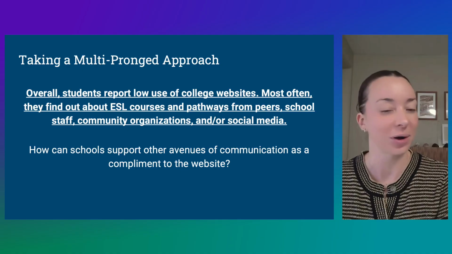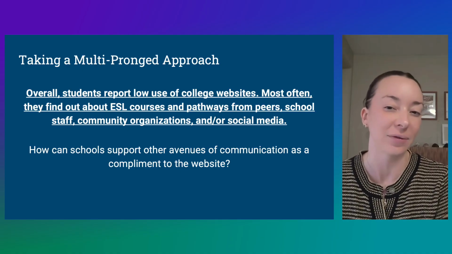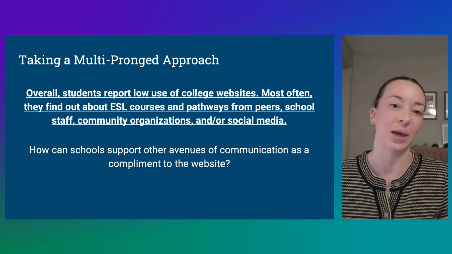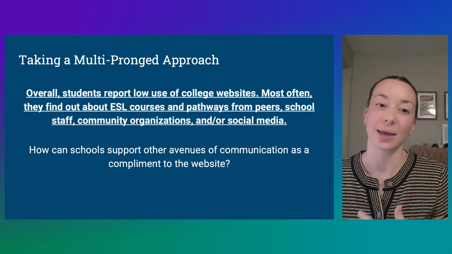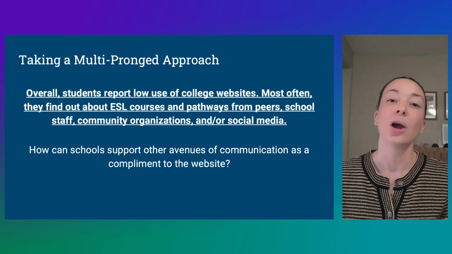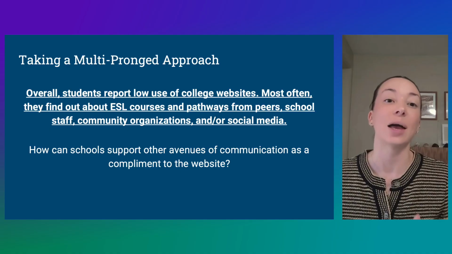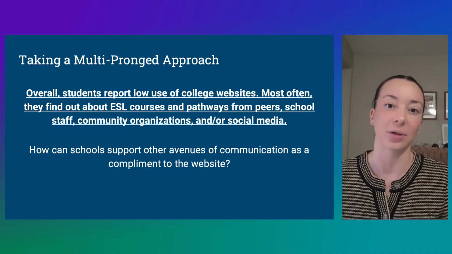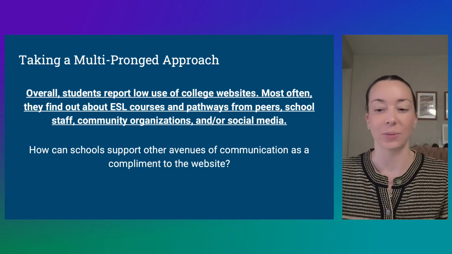So the question that we want to leave everyone with today is how can schools support other avenues of communication as a complement to your websites? For instance, how might you think about a social media campaign that then points people to your website so they can get more information? Or how might you partner with community organizations to help them spread the news and share your website with other people? So that's the final thing that I'm going to leave everyone with.